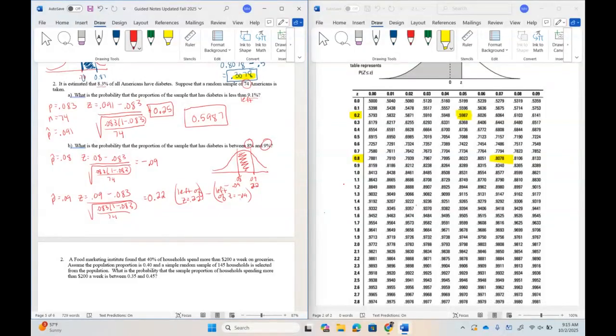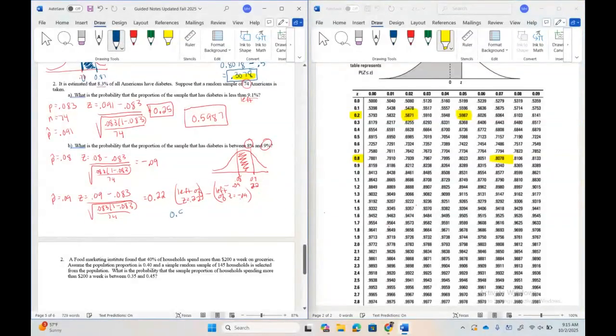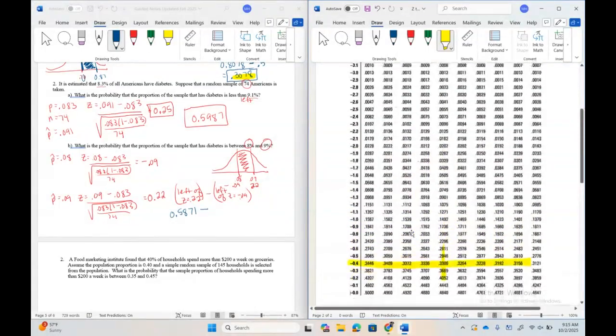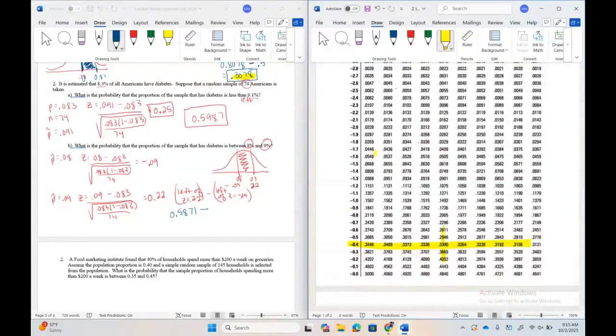So 0.22 gives 0.5871. Minus, now I've got to go to the negatives. Negative 0.09, so that's going to be over here, 0.4641. So this final answer is 0.1230.